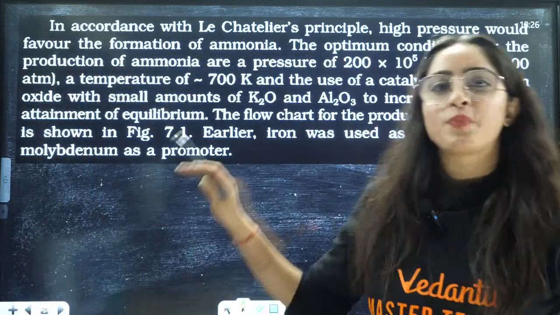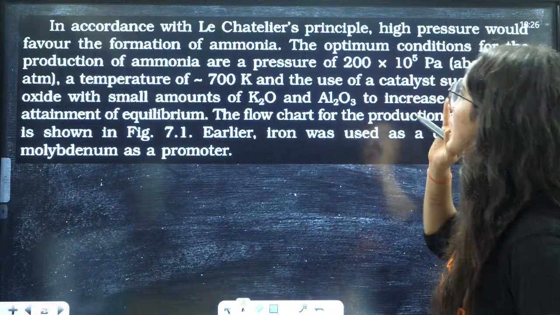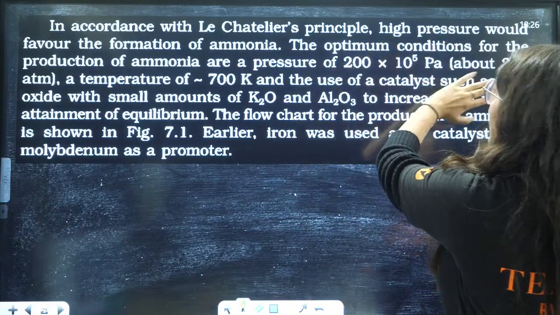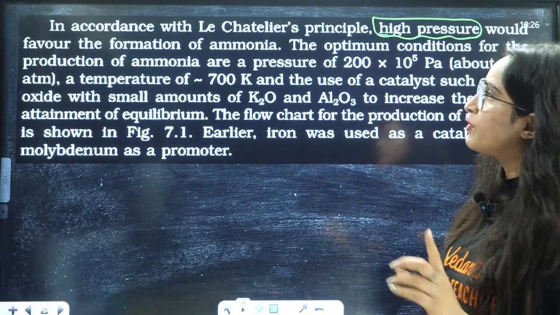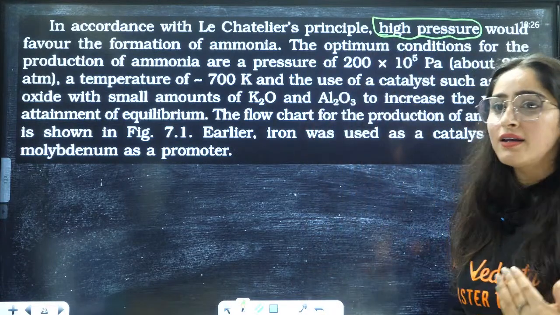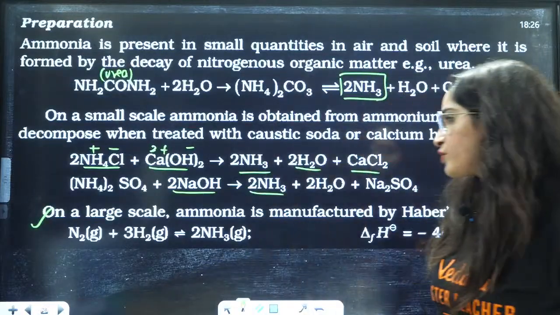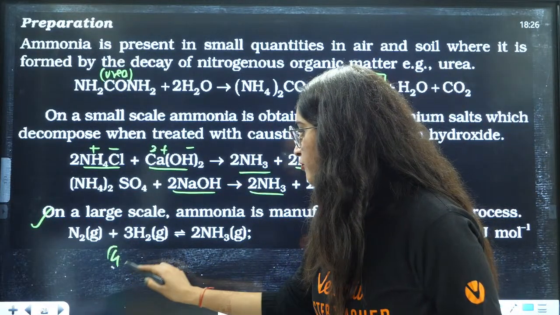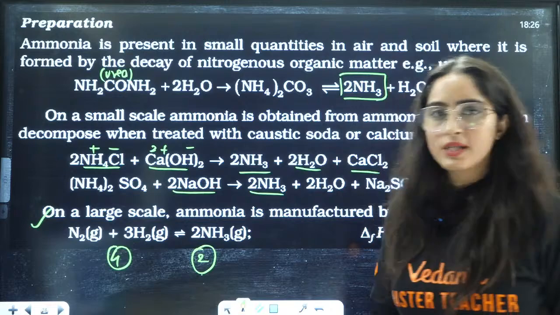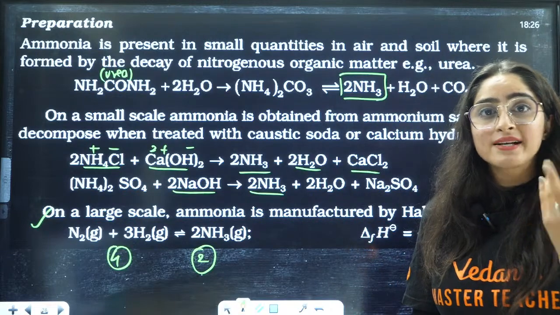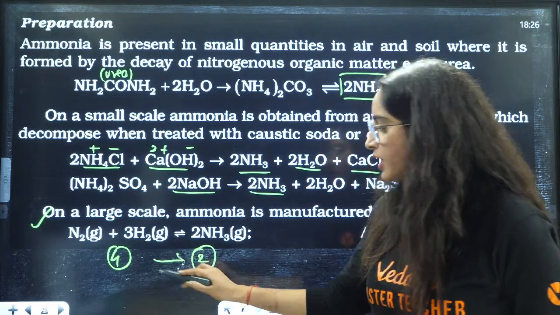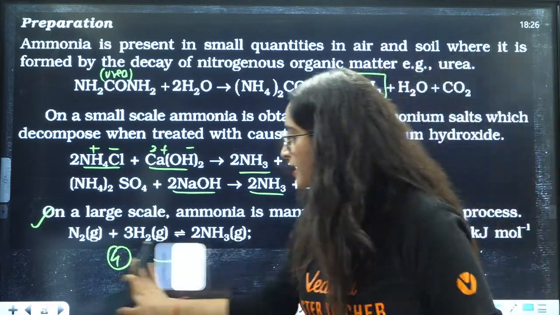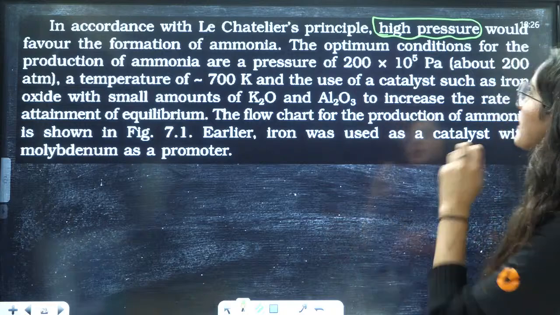That is why this paragraph will become important to you. In accordance with Le Chatelier's principle, high pressure would favor the formation of ammonia. Reason: if you see here, you have 4 moles on one side and 2 moles on the other. High pressure will go to the side which has fewer moles, so here it will go to the forward side. That is why high pressure is required.